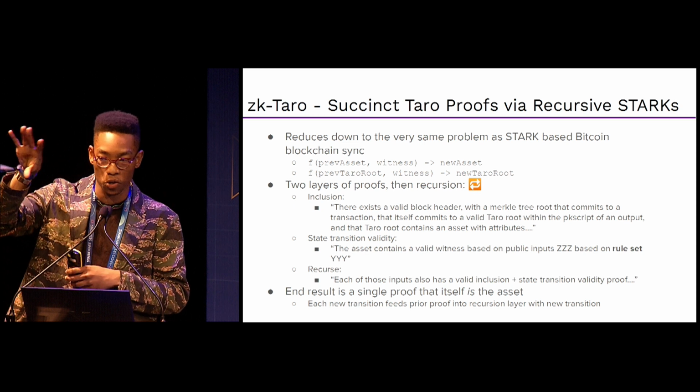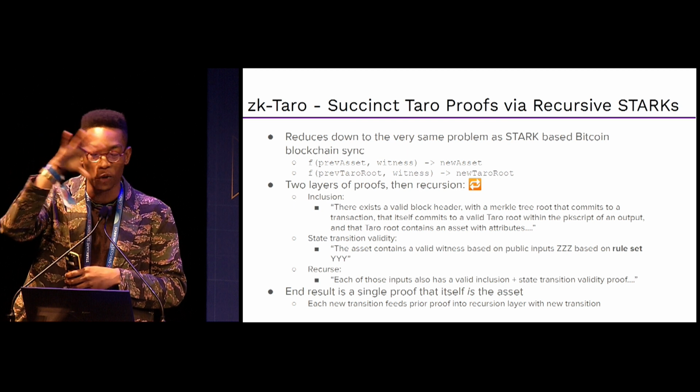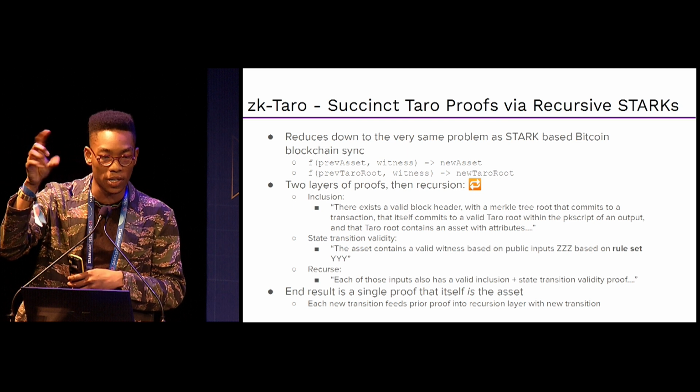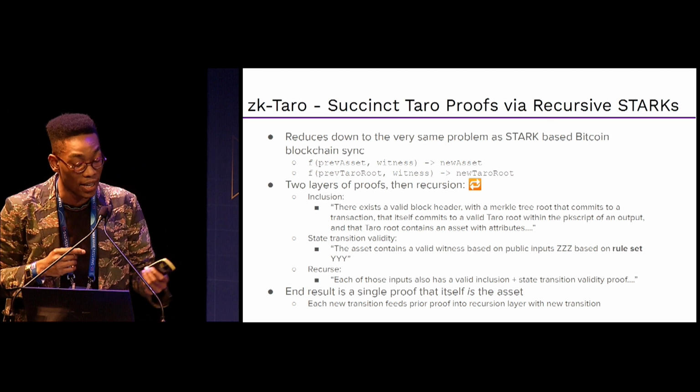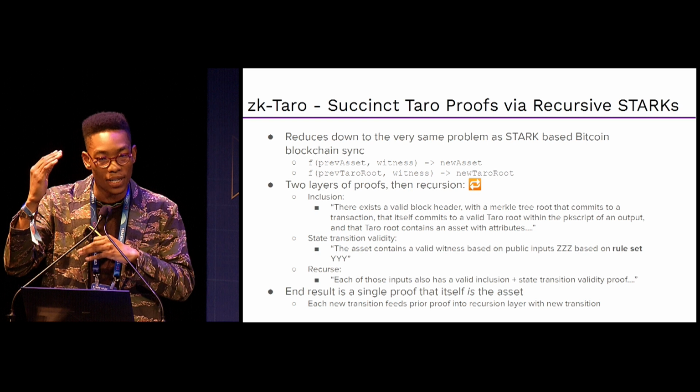The other thing is you can then do that layer for the prior input. Imagine you have the initial proof, and you go backwards or forwards, but this is an example of backwards. You have the initial proof. You say, okay, all this stuff is valid. Then I'll do that for the prior one and verify the prior one and so forth. And the end result is actually a single proof, which is the asset itself.